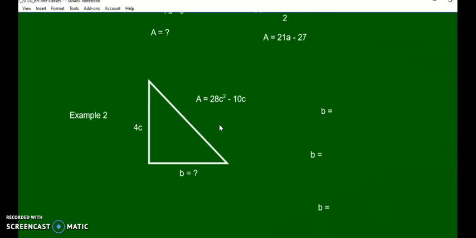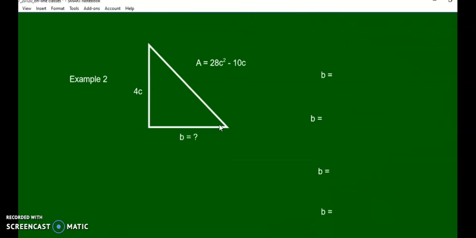Here's another example. This time I'm giving you the area and the height, and you have to find the base. If we are looking for the base, then it's area times 2 divided by the height. So area times 2, so I have to double this and then divide it by 4c. So 28c squared minus 10c, times 2. Just double it, and then divide it by 4c.